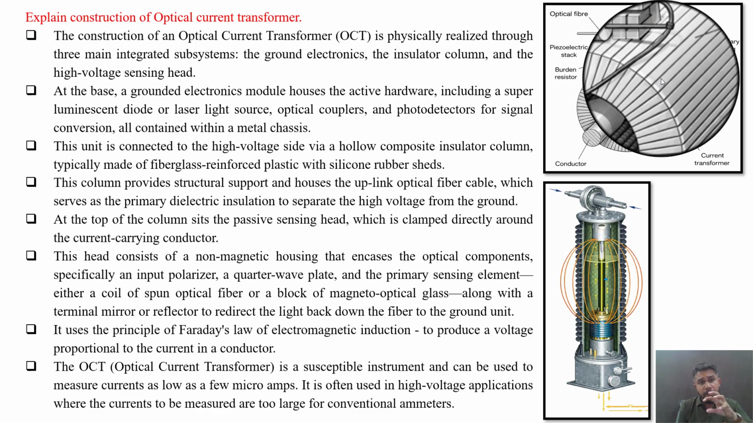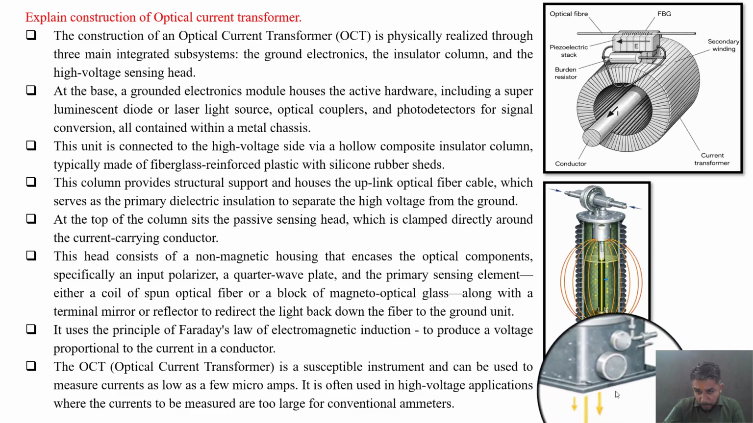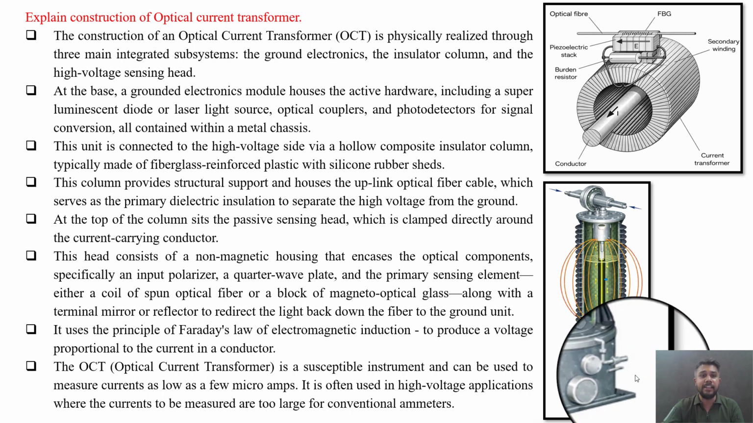Now first of all, at the base level, a grounded electronics module houses the active hardware structure, including the superluminescent diode or laser light source, because we have to work on the functions of optical modules. So optical means the light source is needed. Second, the optical couplers and photodetectors are needed for signal conversion. All this is contained within a metal chassis, or this portion here in the bottom part. All these are connected here with this.